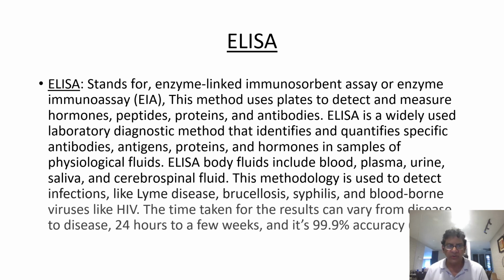ELISA is a widely used laboratory diagnostic method that identifies and quantifies specific antibodies, antigens, proteins, and hormones in a sample of physiological fluids. ELISA body fluids include blood, plasma, urine, saliva, cerebrospinal fluid. This methodology is used to detect infections like Lyme disease, brucellosis, syphilis, and blood-borne viruses like HIV. The time taken for the results can vary from disease to disease. It can vary from 24 hours to a few weeks. The accuracy is around 94% to 99%.